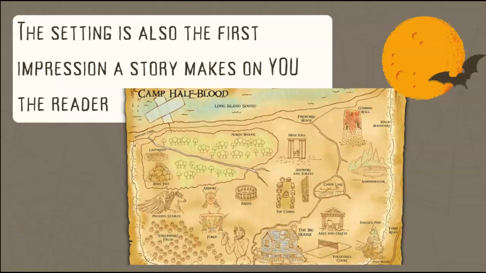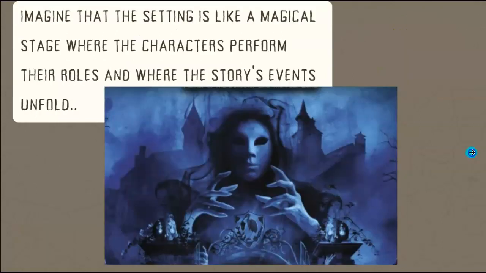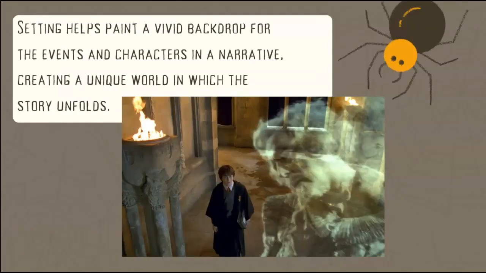I love to open up books that have maps in them. That's actually part of the setting. It gives me the impression. I love it. You can also imagine that the setting of a story is like a magical stage, like a stage in a play, where all the characters perform their roles and where the story's events unfold. The setting helps paint a vivid backdrop, a very bright picture for the events and the characters in the narrative, narrative being another word for the story. It creates a unique world in which the story unfolds.